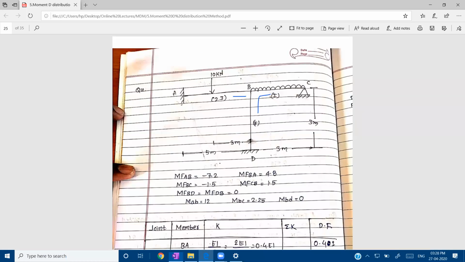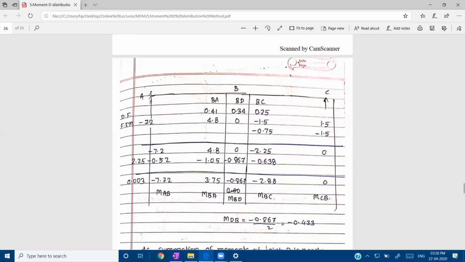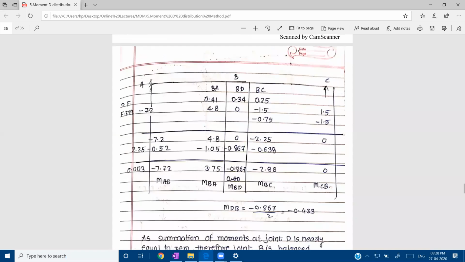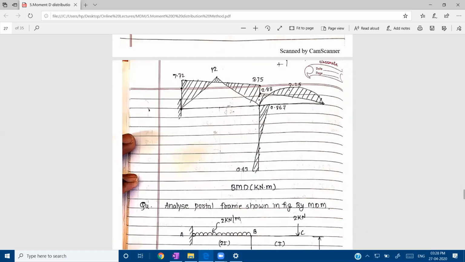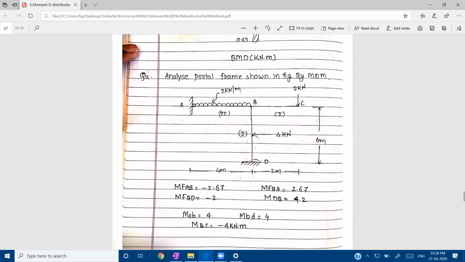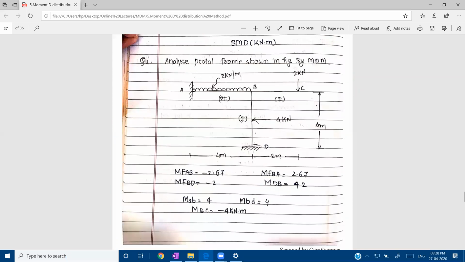Now the next part is in the PDF given to you. There is one problem after this. This problem is also given in the PDF. So for this problem, we will see it in very short time.